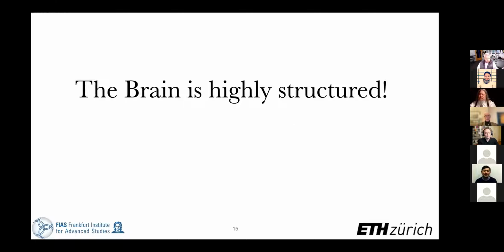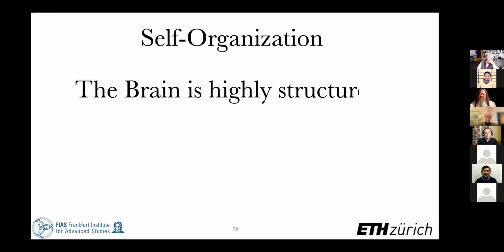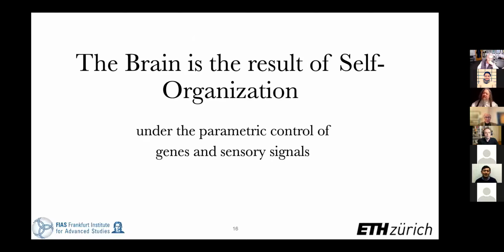The question arises, what is the Kolmogorov algorithm by which the brain is actually created? Here's my slide. The brain is the result of self-organization, of course, where the genes play the role of parametric control, and likewise the sensory signals. They just influence this process of self-organization, which, however, is totally dominated by the structure that we just concluded must be structuring it.